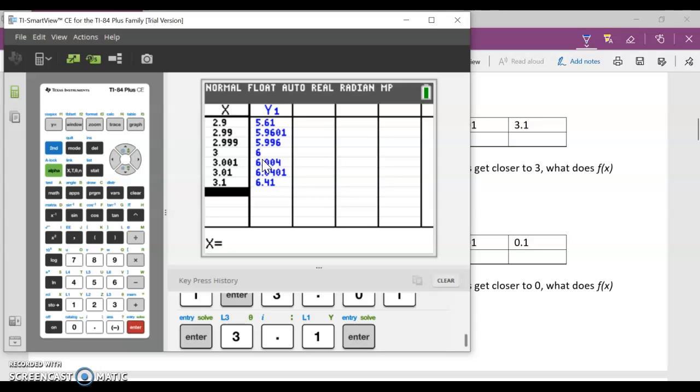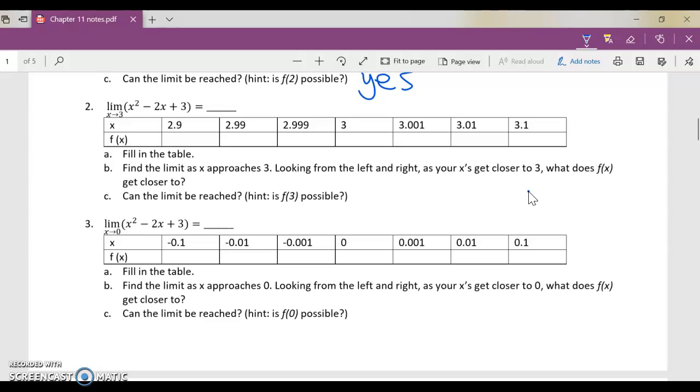This is the same that we got when we looked at the graph and when we did direct substitution. Because direct substitution worked, that means that yes, our limit is possible and it is reached. So our limit is 6 and f of 3 is possible. In our table, we got 6. Our function is continuous at 3.